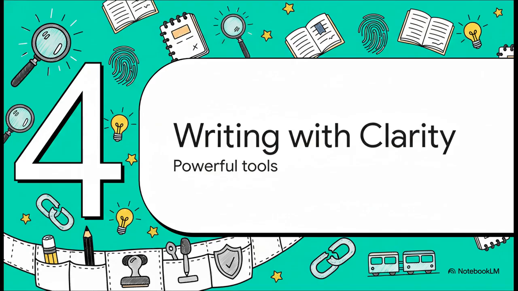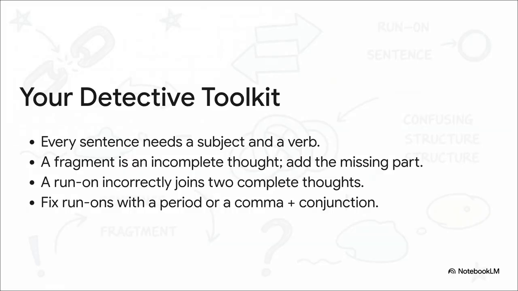Okay, we've investigated the evidence, we've identified our culprits, and we've solved the cases of both the fragment and the run-on. Now, let's put all our findings together in our official detective toolkit. Here it is, your official toolkit for clear writing. Let's just go over the rules one more time. First, every single sentence needs a subject and a verb, no exceptions. Second, a fragment is just an incomplete thought. You fix it by adding whatever's missing. Third, a run-on is when you join two complete thoughts the wrong way. And fourth, you fix those run-ons with a simple period or a comma plus a joining word like and, but, or so.